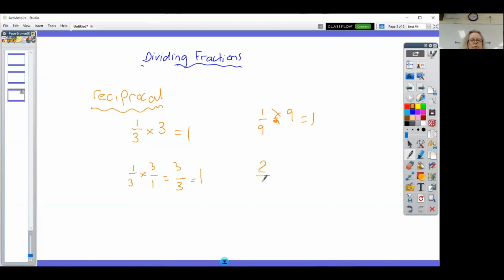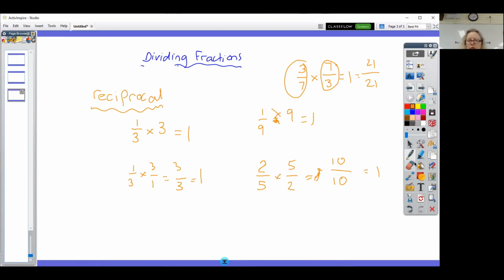So the reciprocal of 2/5 is going to be 5 over 2. And I can test that out. 2 times 5 is 10, 5 times 2 is 10, 10 over 10 equals 1. For any fraction you like, the reciprocal, the thing you multiply it by to get 1, is the flipped upside down version of the same thing. So 3/7 times 7 over 3 is equal to 1. 3 times 7 is 21, 7 times 3 is 21, which equals 1. So these two are reciprocals of each other: 3/7 is the reciprocal of 7/3.